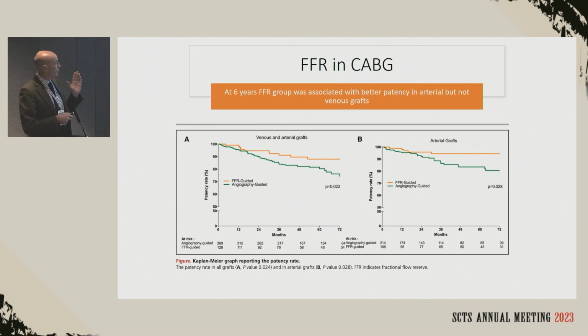And at 6 years, a positive FFR, so that's one below 0.75, was associated with better patency in arterial, but not venous grafts. So it didn't seem to make a difference to patency of venous grafts, but it did seem to make a difference in patency to arterial grafts. So this has then gone on to other trials.